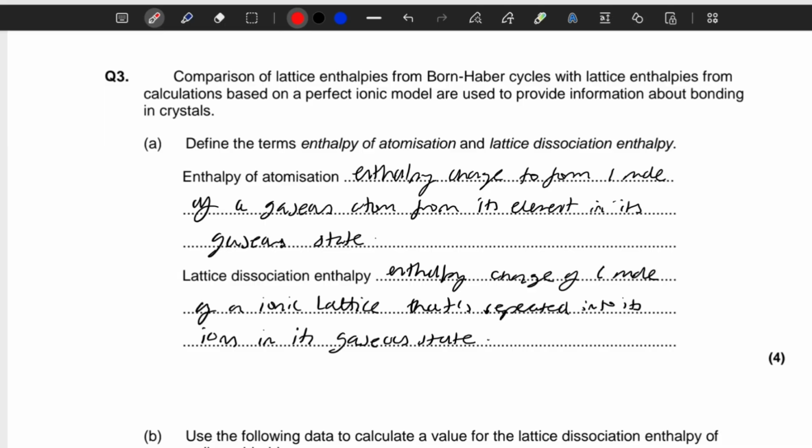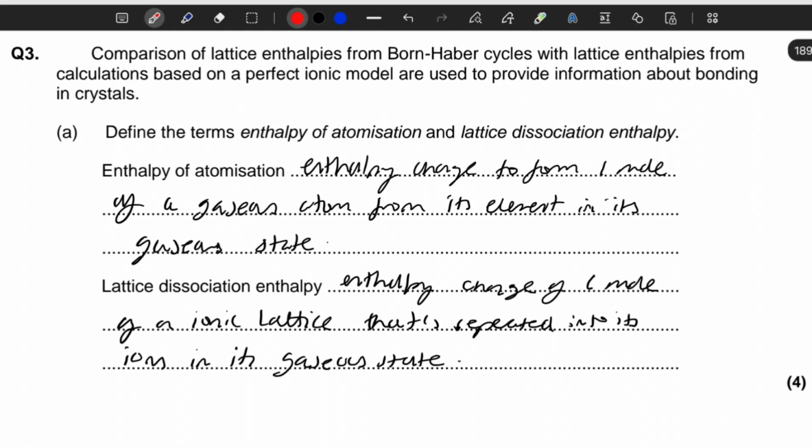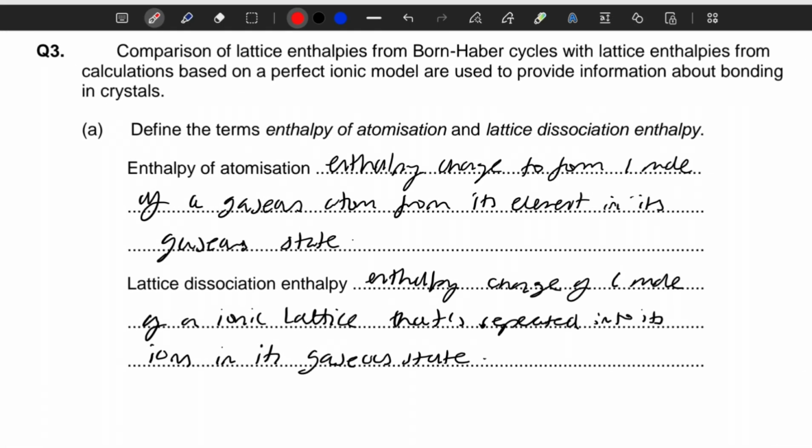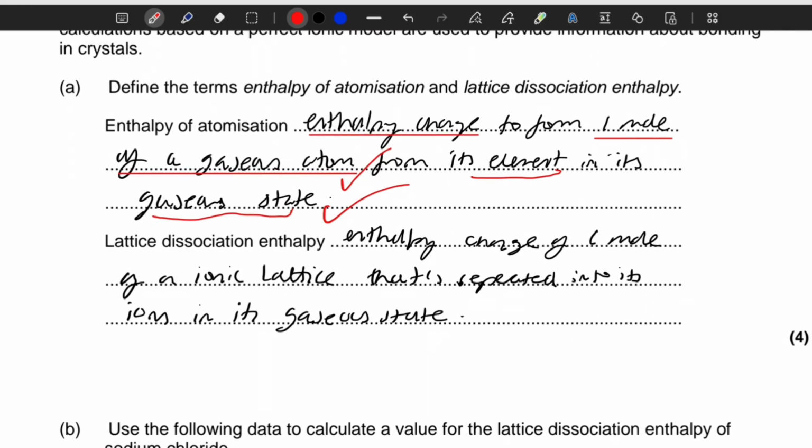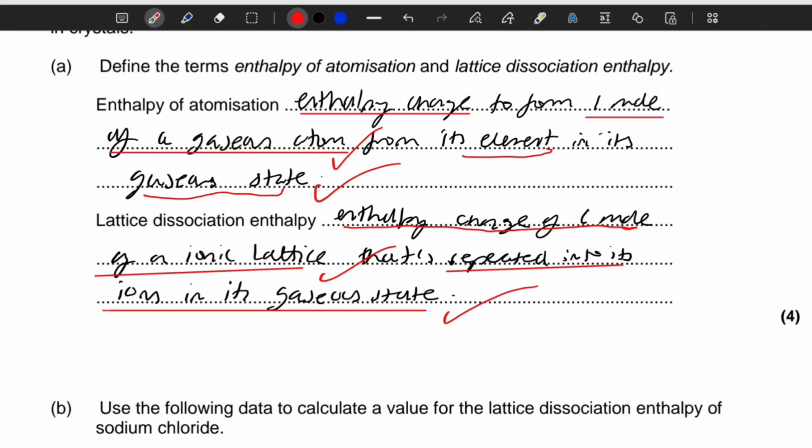Now you're gonna get 2 marks for each. You're gonna get a mark for saying the enthalpy change to form 1 mole of a gaseous atom. From its element in its gaseous state, you're gonna get a mark for that. Then you're gonna get another 2 marks. You're gonna get a mark for the enthalpy change of 1 mole of an ionic lattice. And then you're gonna get another mark for it's separated into its ions in its gaseous state.